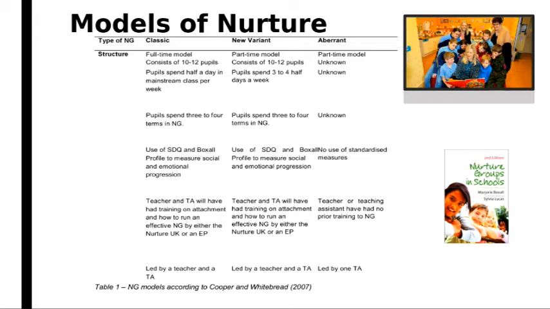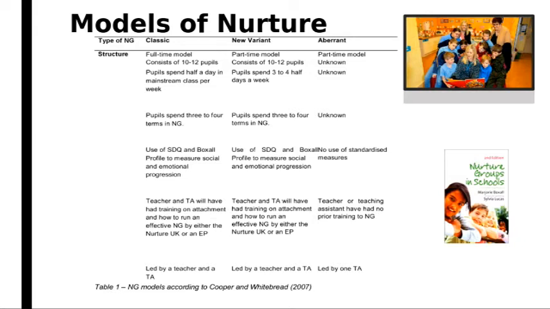It has 10 pupils, pupils spend 3 to 4 terms within it, measured by the Boxall profile and the SDQ, and it has a teacher and a TA. The whole point of having a teacher and TA is that they're able to model positive social behaviour to the children. And then there's a variation of this, and this moves really quickly. There's a variation called the new variant. It's a part-time model, but again, it adheres to similar characteristics of the classic model. And these two models have quite a large evidence base supporting them.